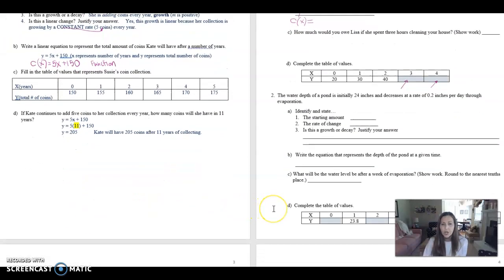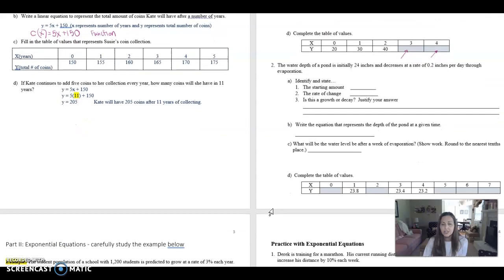Let's go to number 2. The water depth of a pond is initially 24 inches and decreases. Okay, key word here, decreases. This means that it goes down. This means that this rate is going to be negative, okay? Now, you started with a positive amount of water. You started initially, key word there, with 24 inches. So you started here, and evaporate means that the water is going away. So you had 24 inches, and every day it evaporates, and the amount of water goes down and down and down just a little bit per day.